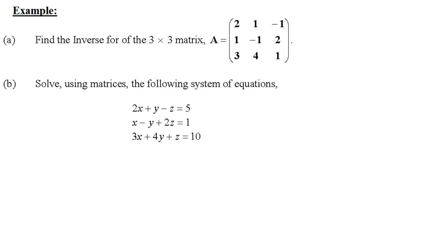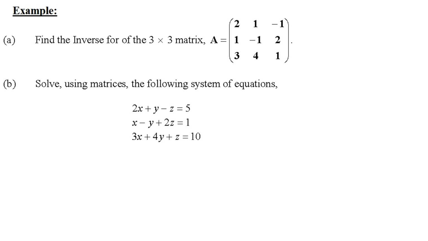And in part B of this question we're going to use this inverse to solve the following system of equations. So the first equation reads 2x plus y minus z equals 5, x minus y plus 2z is equal to 1, and the last equation is 3x plus 4y plus z is equal to 10.